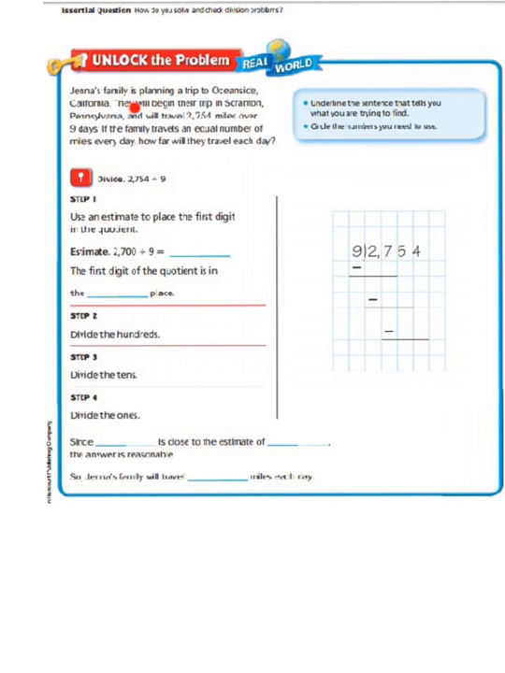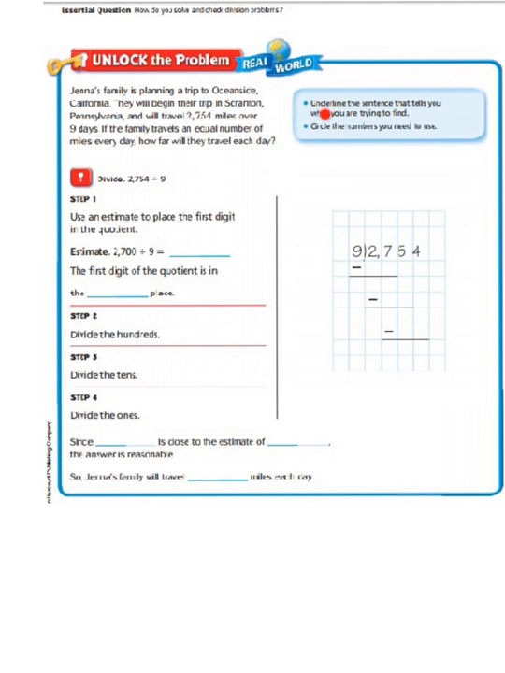Jenna's family is planning a trip to Oceanside, California. They will begin their trip in Scranton, Pennsylvania, and will travel 2,754 miles over 9 days. If the family travels an equal number of miles every day, how far would they travel each day? Well, let's see what we need to do.